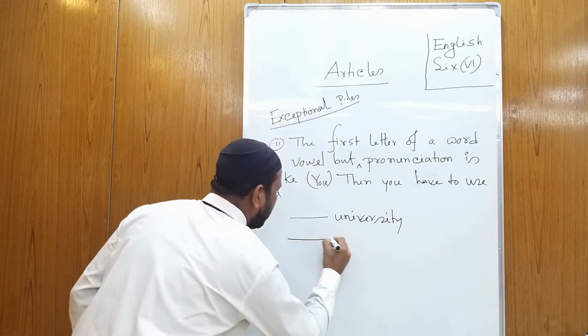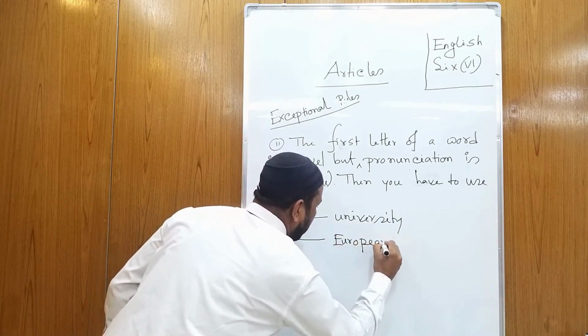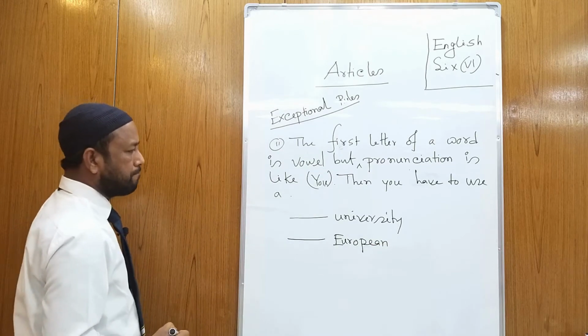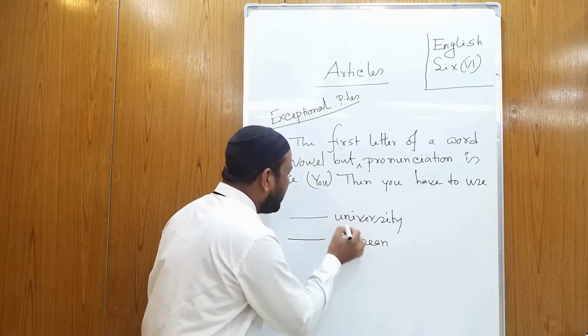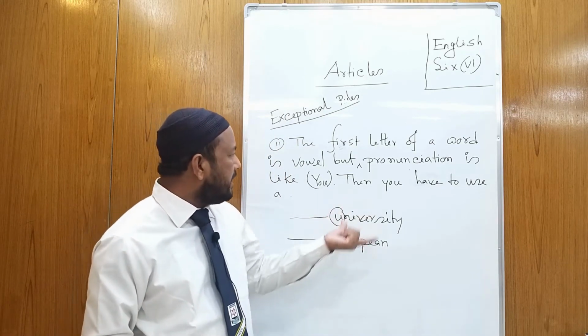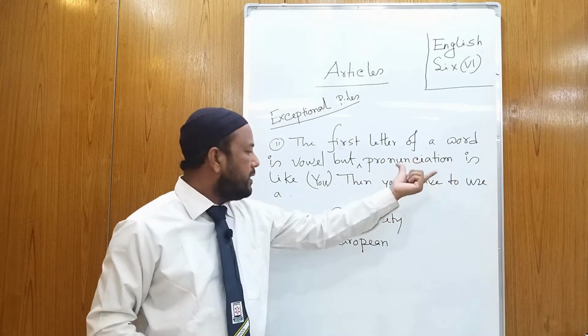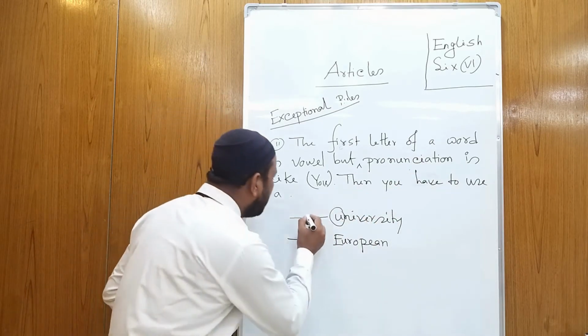University. European. In this word, you can see the first letter of the word is U. That's what we already mentioned. The pronunciation is like "yoo". You cannot use "an" here. You have to use "a".